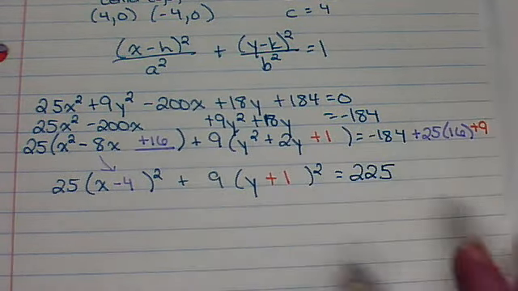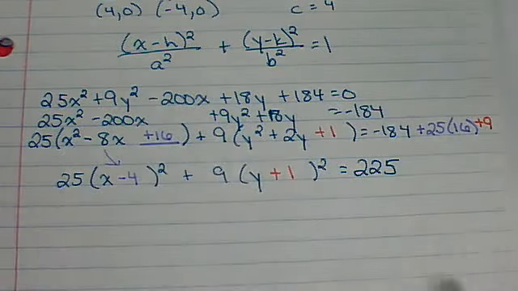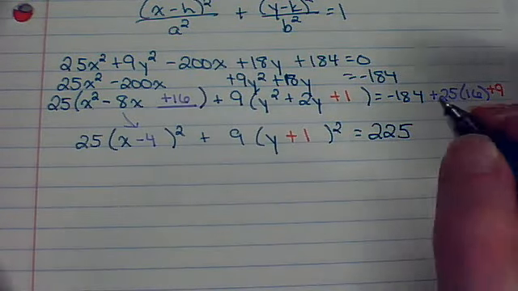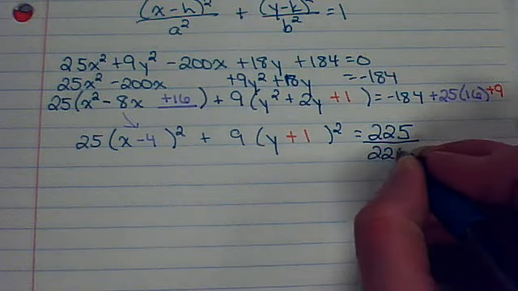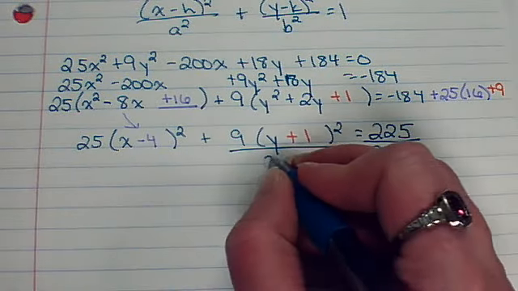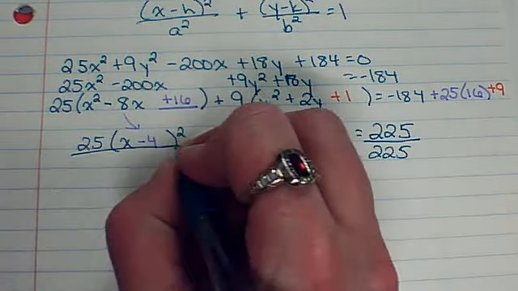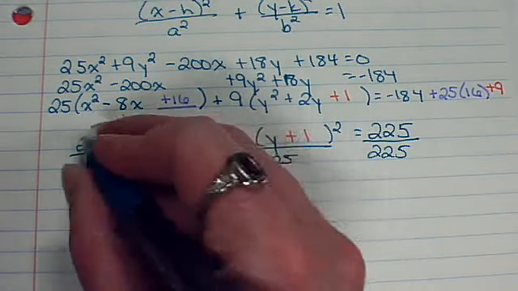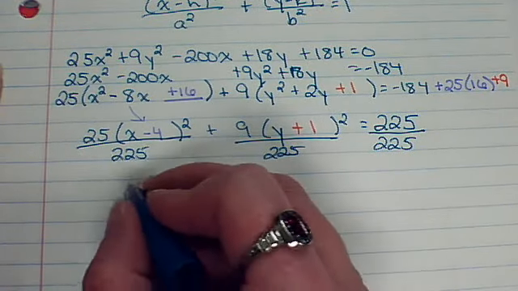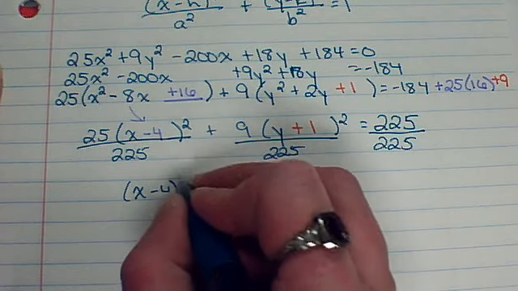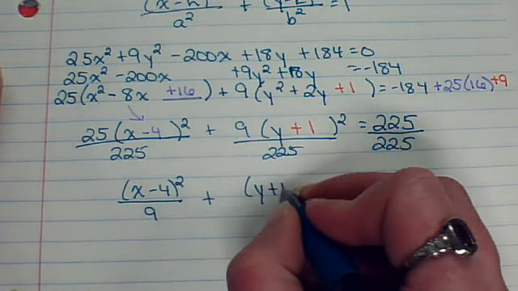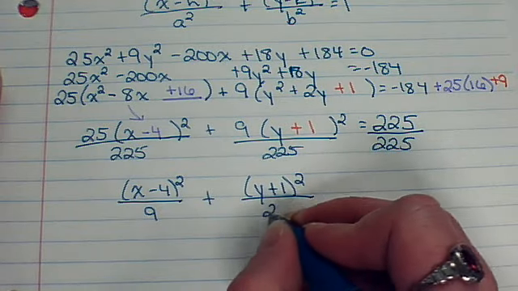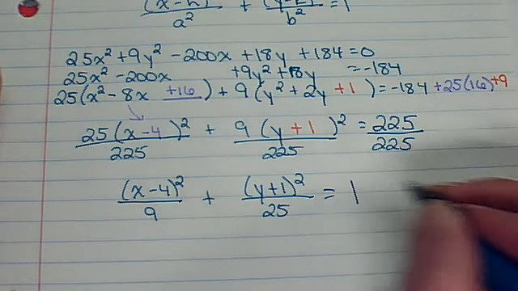Now, for these ellipses, we want to have that 1 on the right side. So we're going to do what we did in the warm-up and divide everything by the 225. So 25 goes into the 225 9 times. I get x minus 4 squared over 9, plus y plus 1 squared over 25 equals 1.